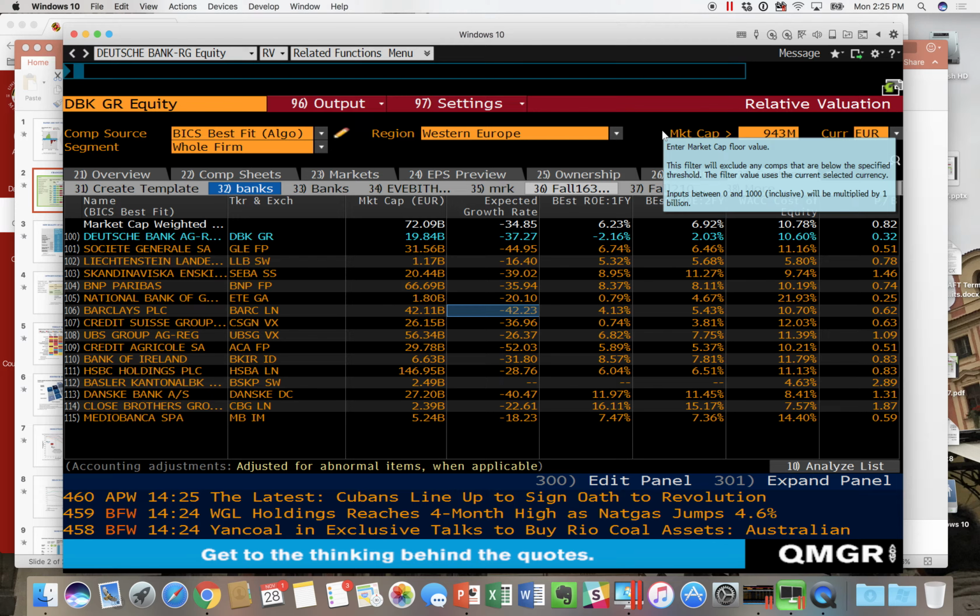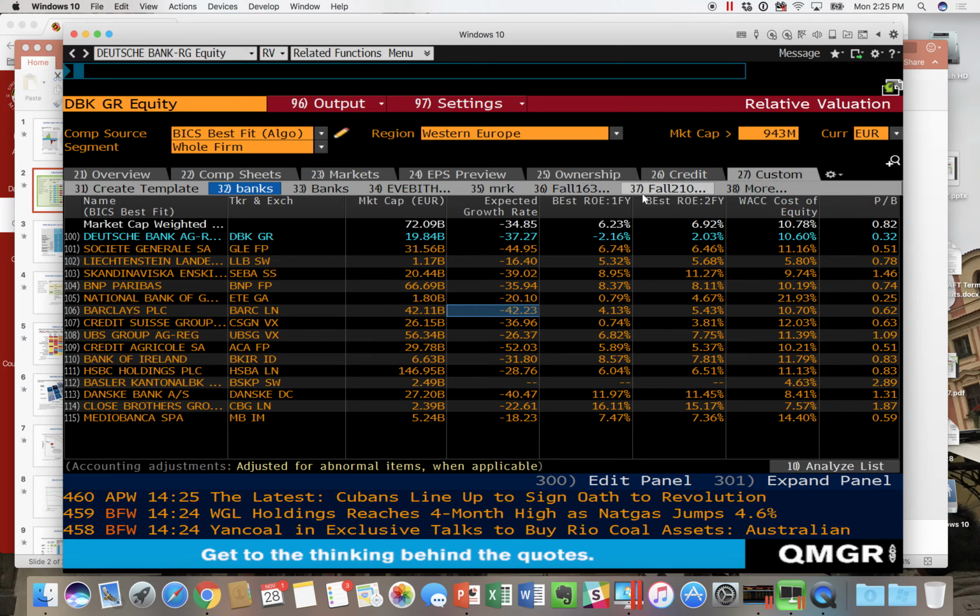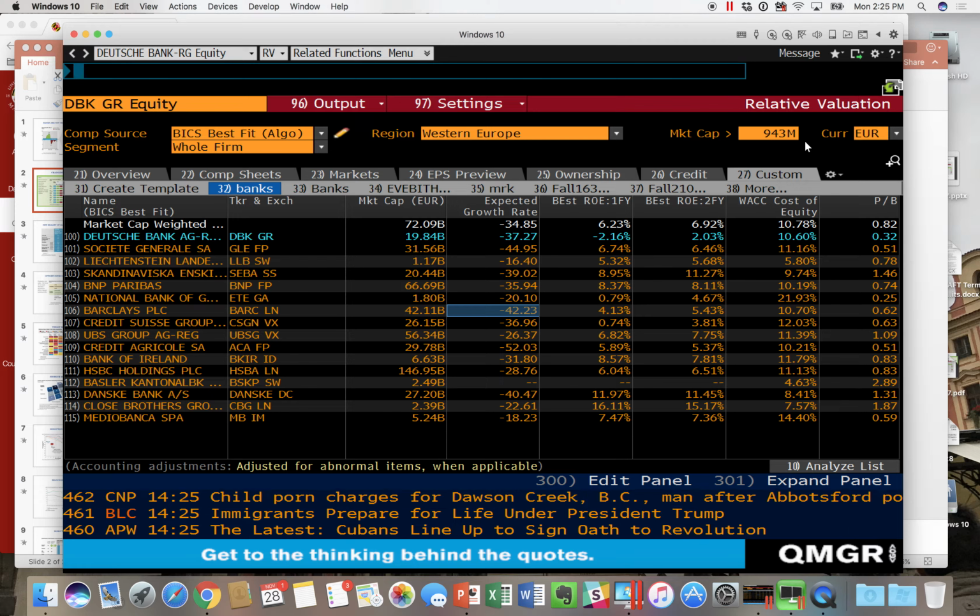So here's the point. European banks have a negative spread. 10.78% cost of equity, 6 and 7% return on equity the next 2 years. And price to book long-term 0.82. So the price to book long-term 0.82 tells me they're expected to have a negative spread long-term, and they have a negative spread the next 2 years.